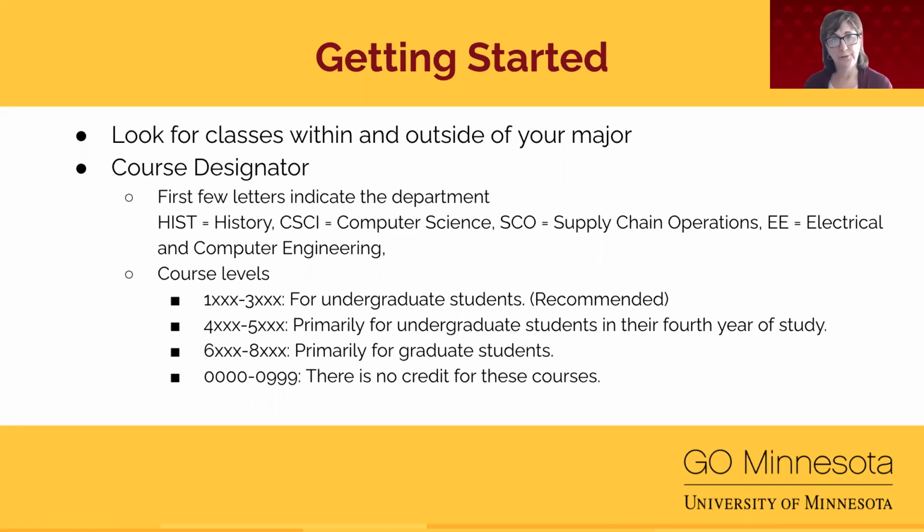Following the letters, you'll find 4 numbers, and those numbers refer to the level of the course. Undergraduate courses are numbered from 1,000 to 4,000, and graduate courses are 5,000 and above. So now that you have that basic information, you're ready to start your search.